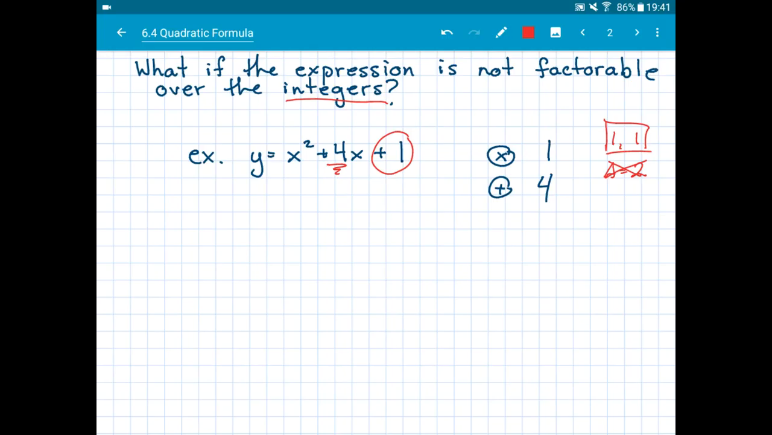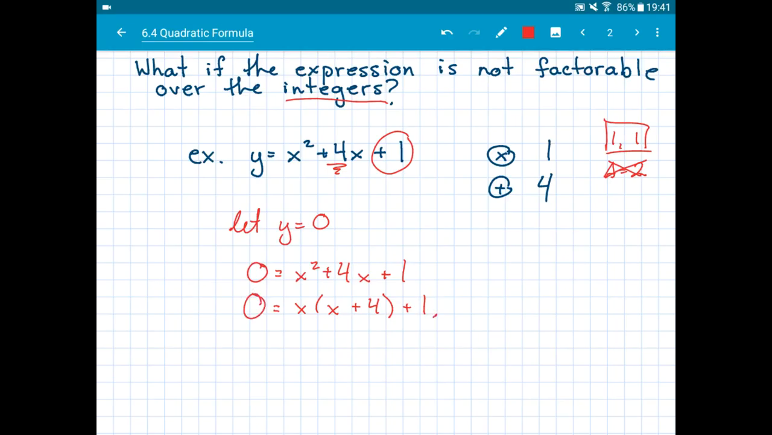So one thing you could do is let y equals 0, and get 0 equals x squared plus 4x plus 1. And you could try to solve that expression, except we don't really have the tools to do that. So maybe you think, okay, well, I'll factor x out of here. I get x times (x plus 4) plus 1. And again, that's not a super easy expression to solve. And so we're kind of stuck.